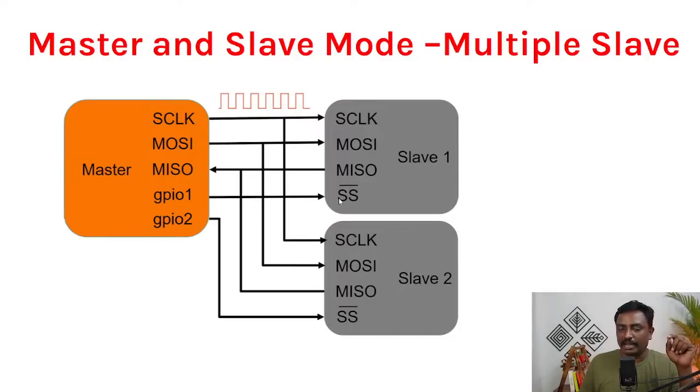Okay, and you have an additional chip select. Chip select is the SS pin, the slave select pin, which is used to select the slaves. So you need additional GPIOs to select multiple slaves. That is the disadvantage of this SPI communication. For example, if you want to interface 10 slaves, then you need 10 GPIOs. That is the disadvantage of this communication.